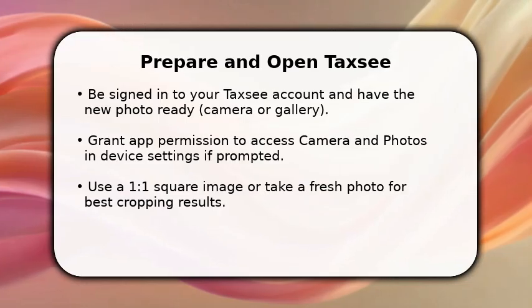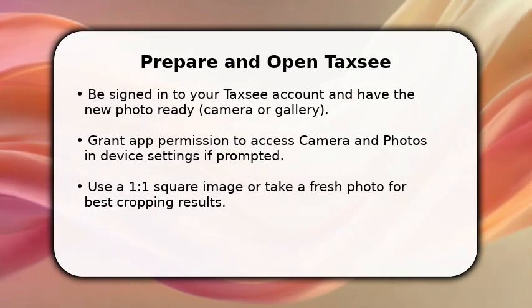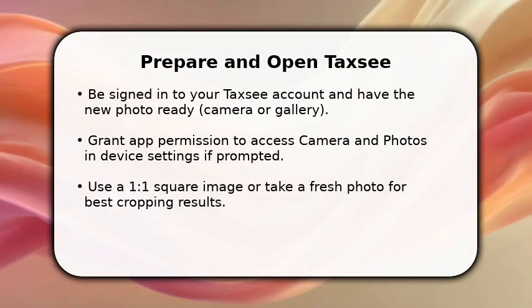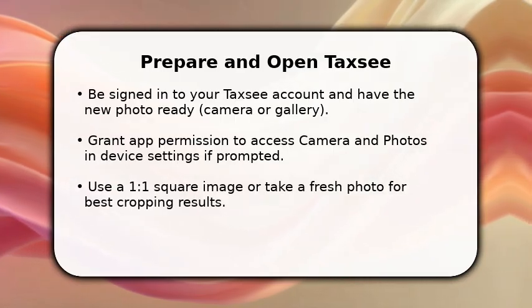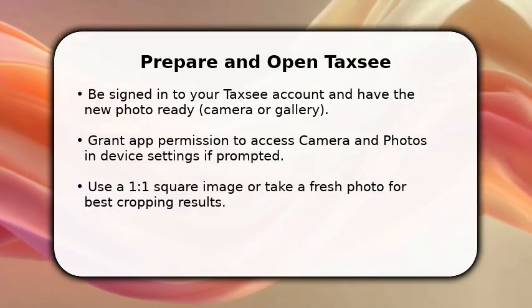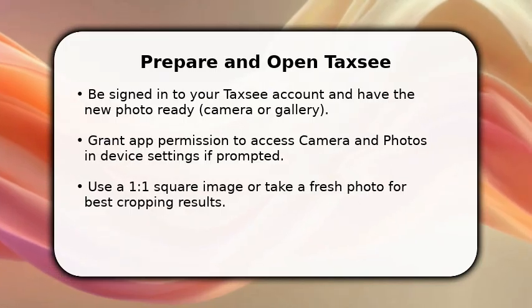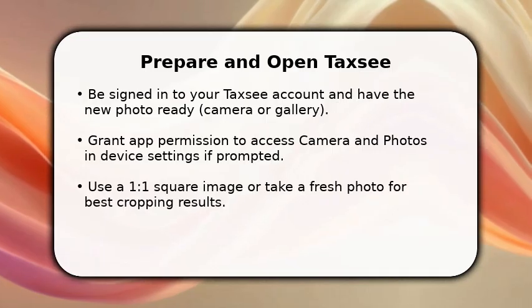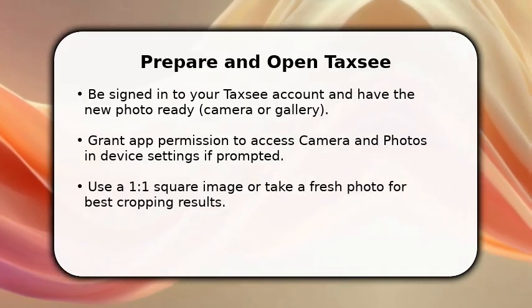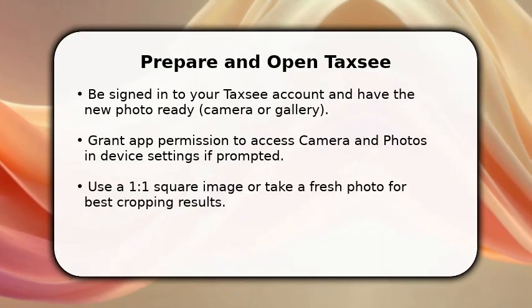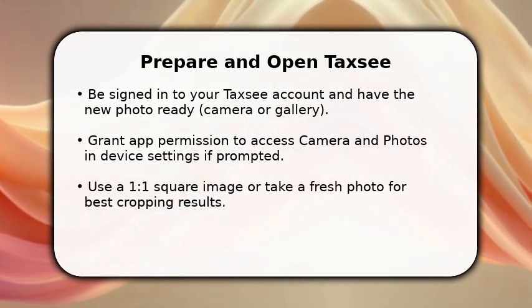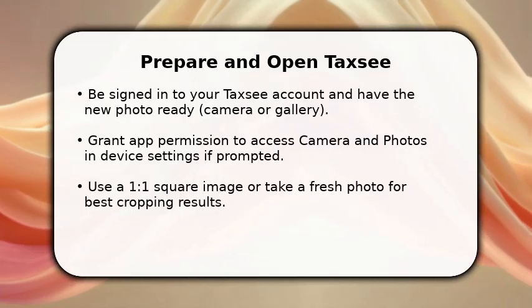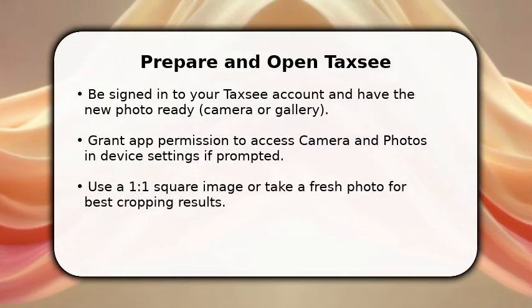You're starting right away. Open Taxsee while signed into your driver or rider account and make sure the photo you want is on the device. Once done, confirm camera and photos permissions so the app can access files, otherwise you'll be blocked when selecting an image. If you plan to take a new picture, position your face centered and use even lighting because Taxsee crops to a square. Make sure the image is clear. This reduces rework during cropping.